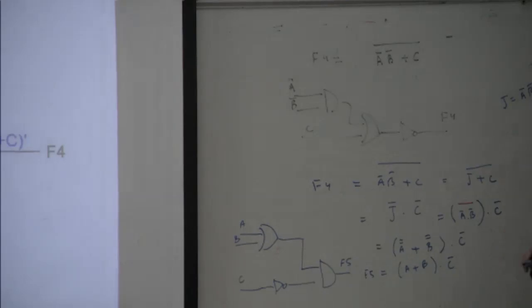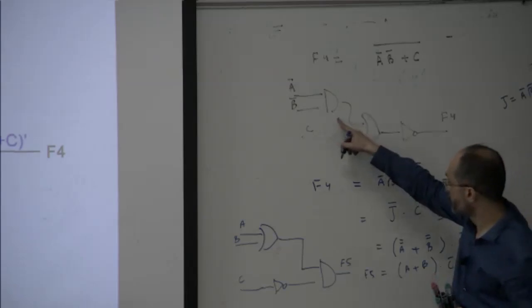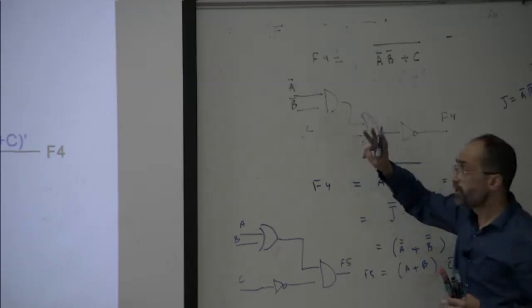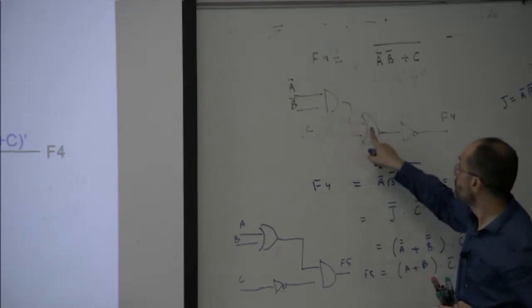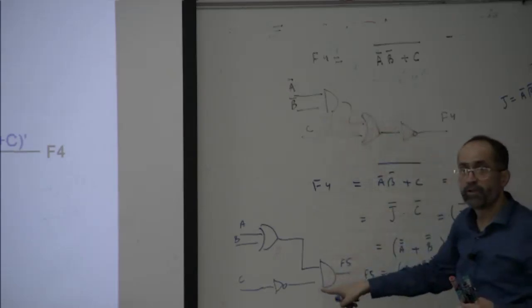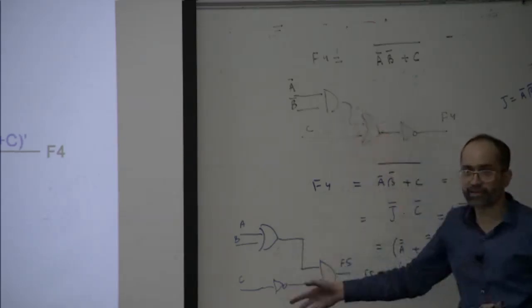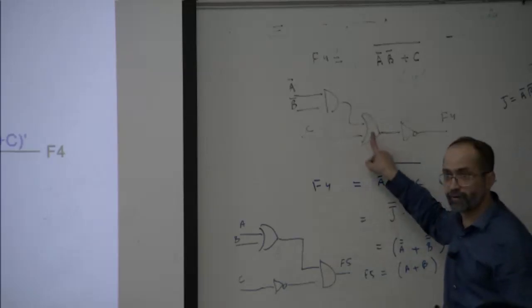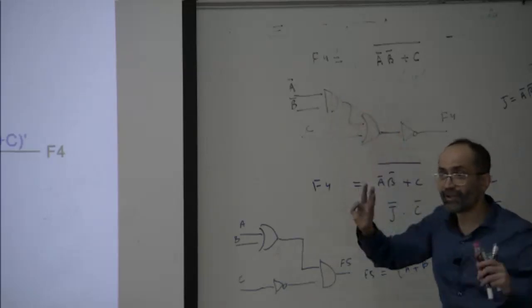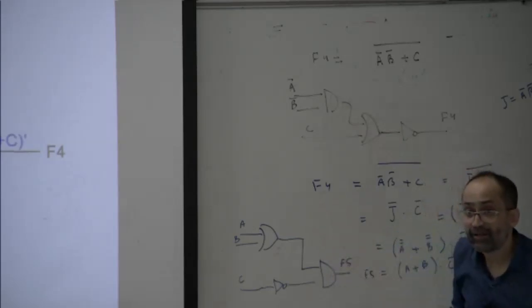Got it? Okay. Now, if you look here, we have different implementations of the same function. In this implementation, how many gates do we require? 1, 2, and 3. Three gates. Which implementation is better? Why? No, it's the same thing. There are 3 gates and 3 gates. The cost is the same: 1 OR gate, 1 AND gate, 1 NOT. The cost is the same.